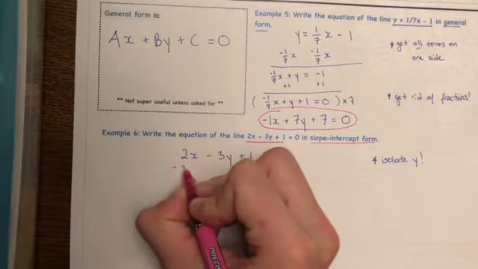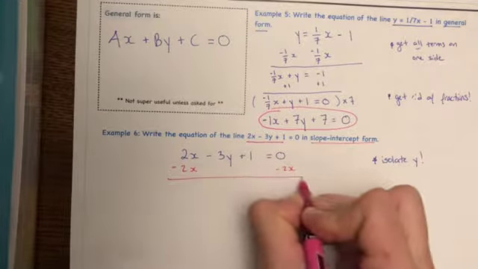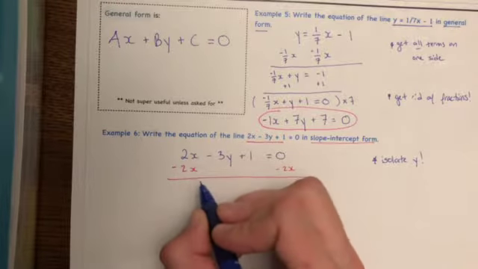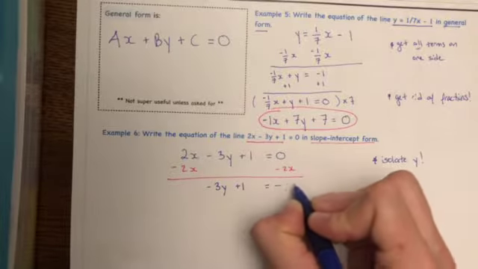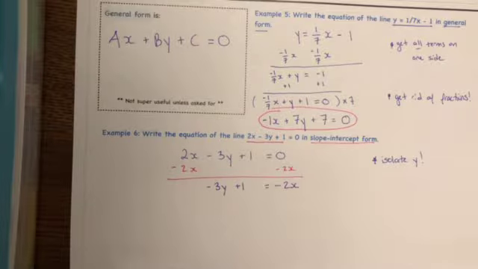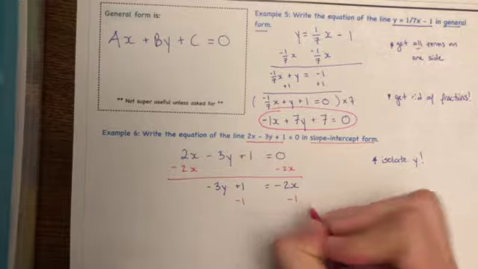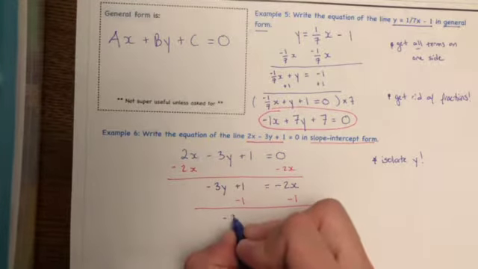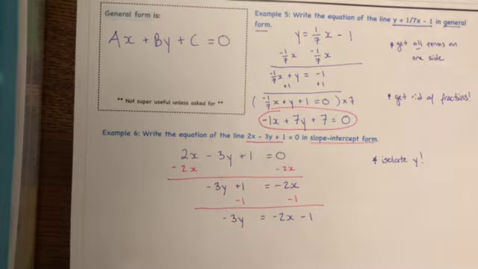And so I'm going to start by removing 2x from both sides so I can rewrite my equation. So 2x minus 2x removes that term. And so now I've got -3y plus 1 is equal to -2x. And to continue isolating y, I'm going to subtract 1 from both sides to balance my equation. -3y is -2x minus 1.